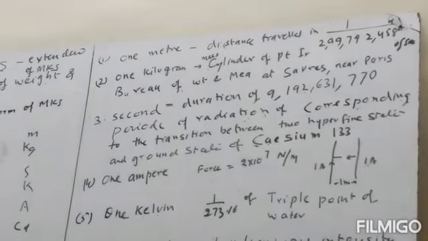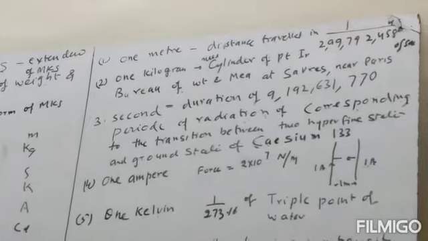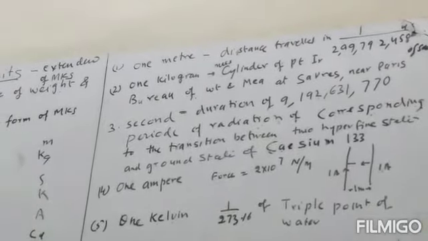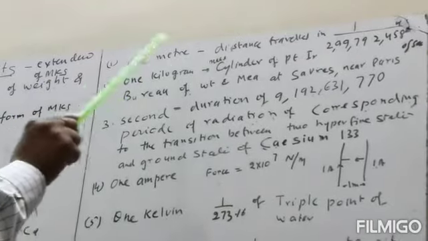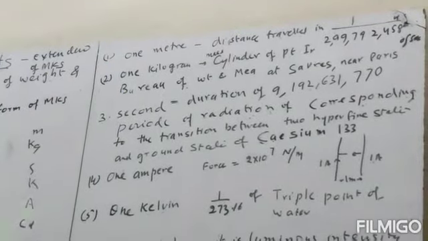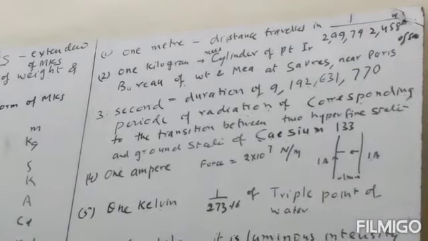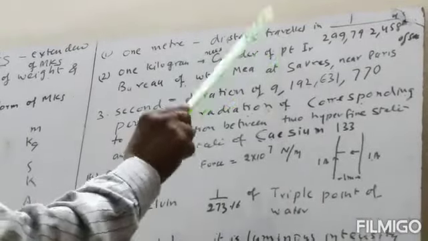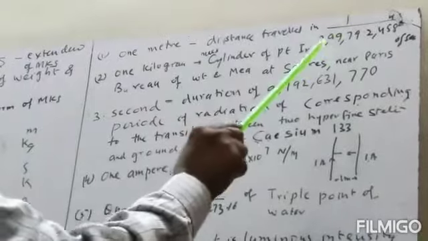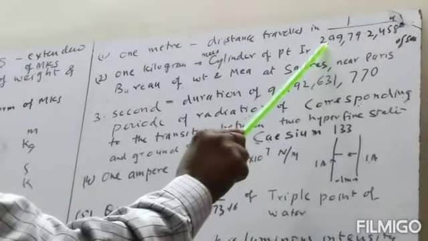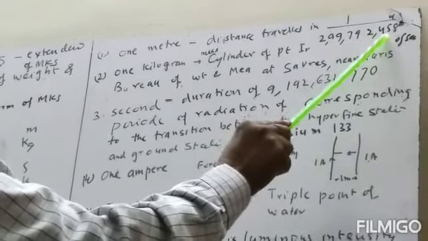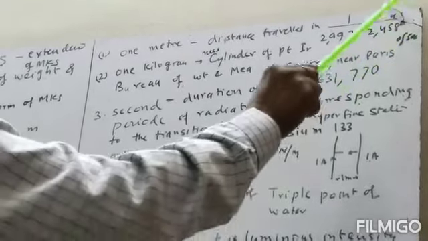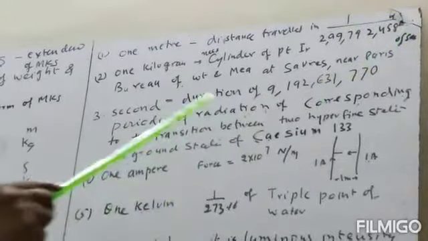So we have discussed the SI units, and now we will define the SI units one by one. First is 1 meter. What is the 1 meter distance? 1 meter is the distance travelled by light in 1 divided by 299792458 of a second.